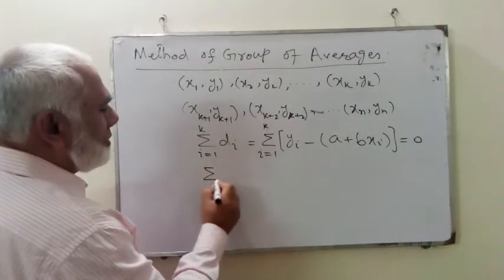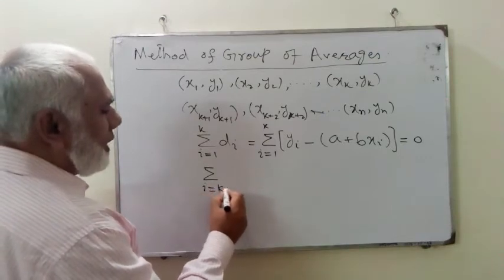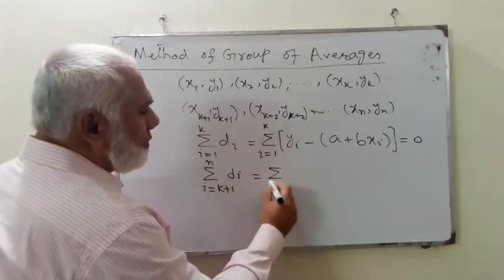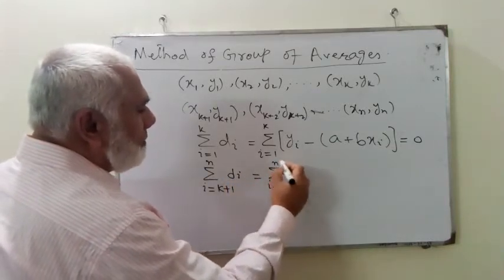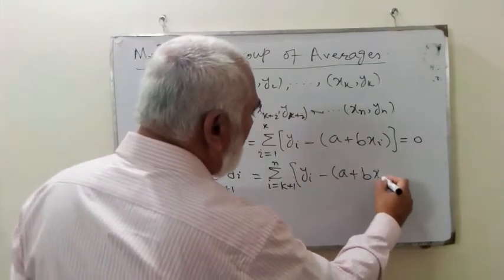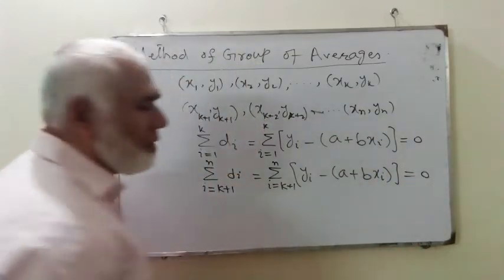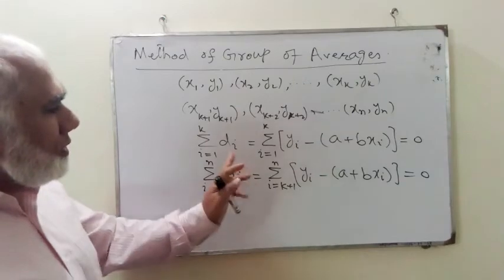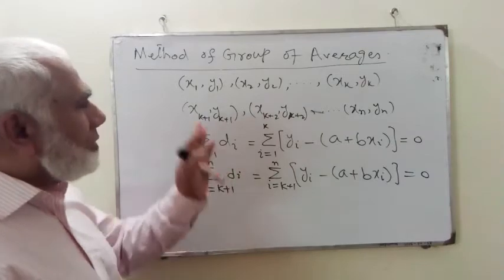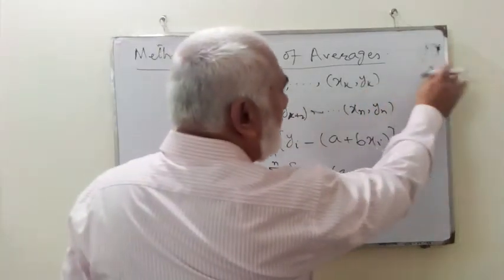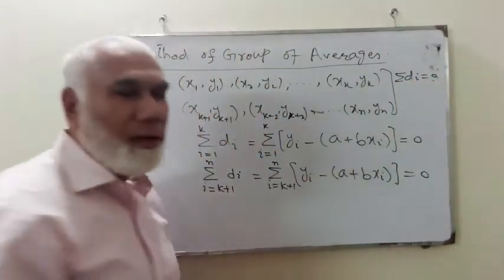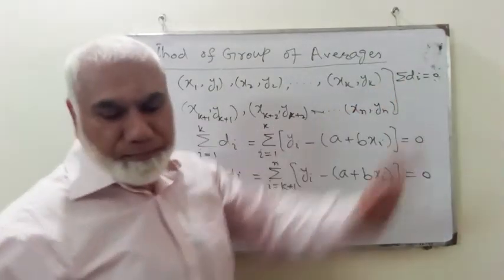Similarly, for the second group, the result will be the sum of di, with i equal to k plus 1 to n, of yi minus (a plus b xi), and the sum in this case will also be equal to 0. So these are the 2 equations we are going to develop by using the same principle we developed at the start: the sum of all di's should be equal to 0. These 2 equations are based upon this principle.